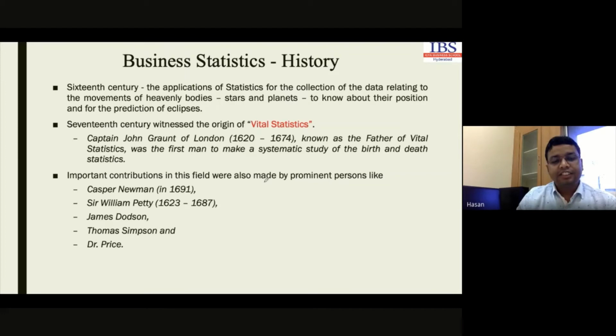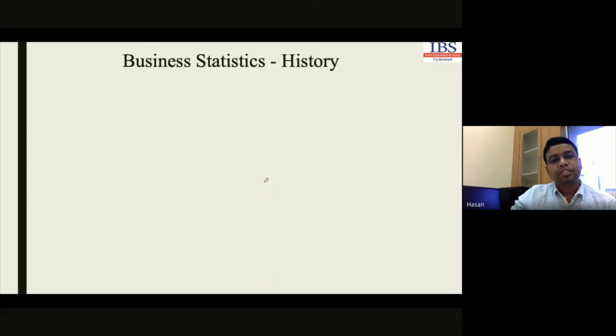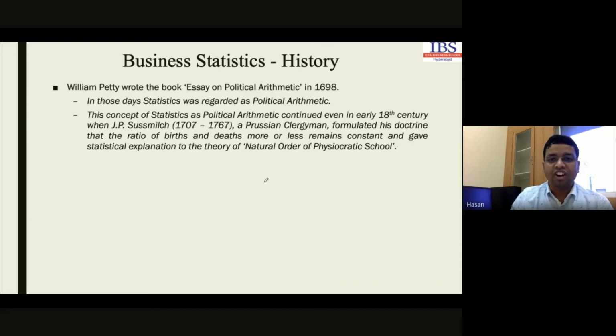After that, and at the same time, several great personalities used vital statistics or applied the concept in various scenarios, like Caspar Neumann, Sir William Petty, James Dodson, Thomas Simpson, and Richard Price. These are the various persons who applied the concept of statistics in different fields. Among these, William Petty wrote a book, an essay on political arithmetics.